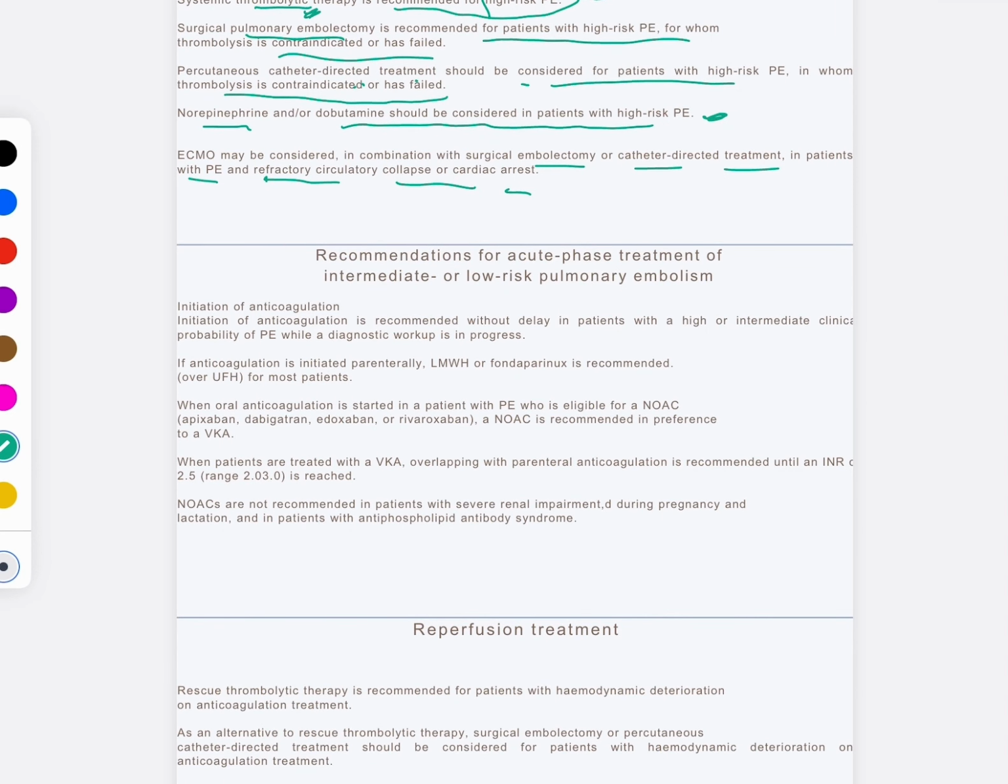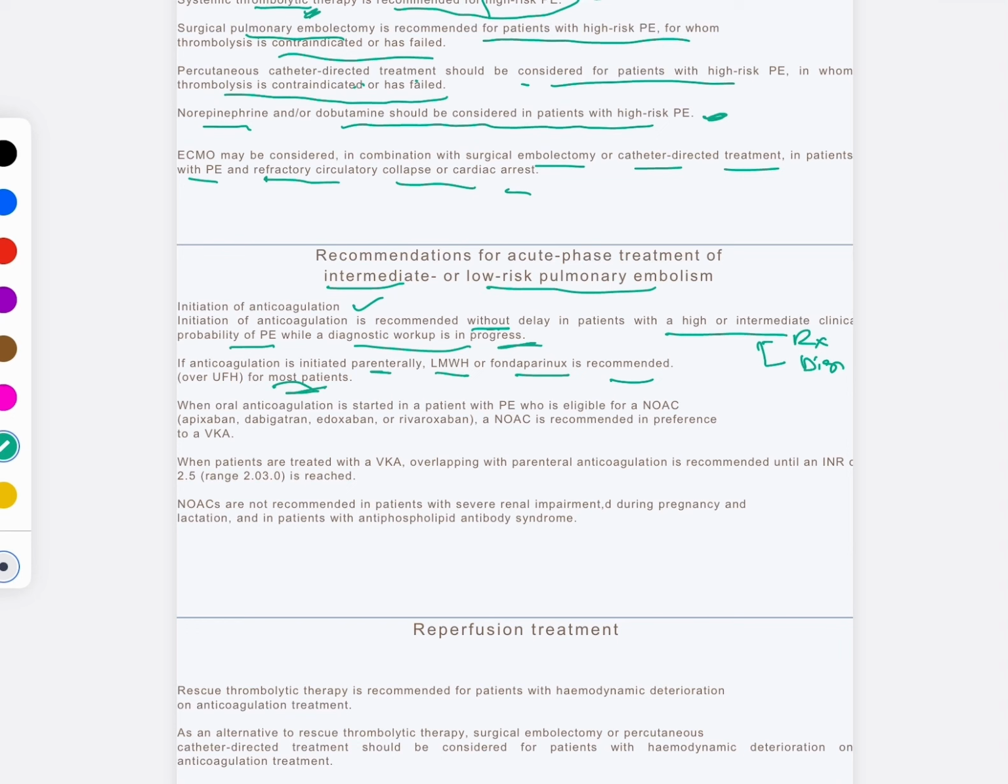Now the recommendations for intermediate and low-risk pulmonary embolism patients. Initiation of anticoagulation is recommended without delay in patients with high or intermediate clinical probability of PE while a diagnostic workup is in progress. So treatment and diagnosis can be planned simultaneously. If anticoagulation is initiated parenterally, low molecular weight heparin or fondaparinux is recommended. Low molecular weight heparin in most of the patients.